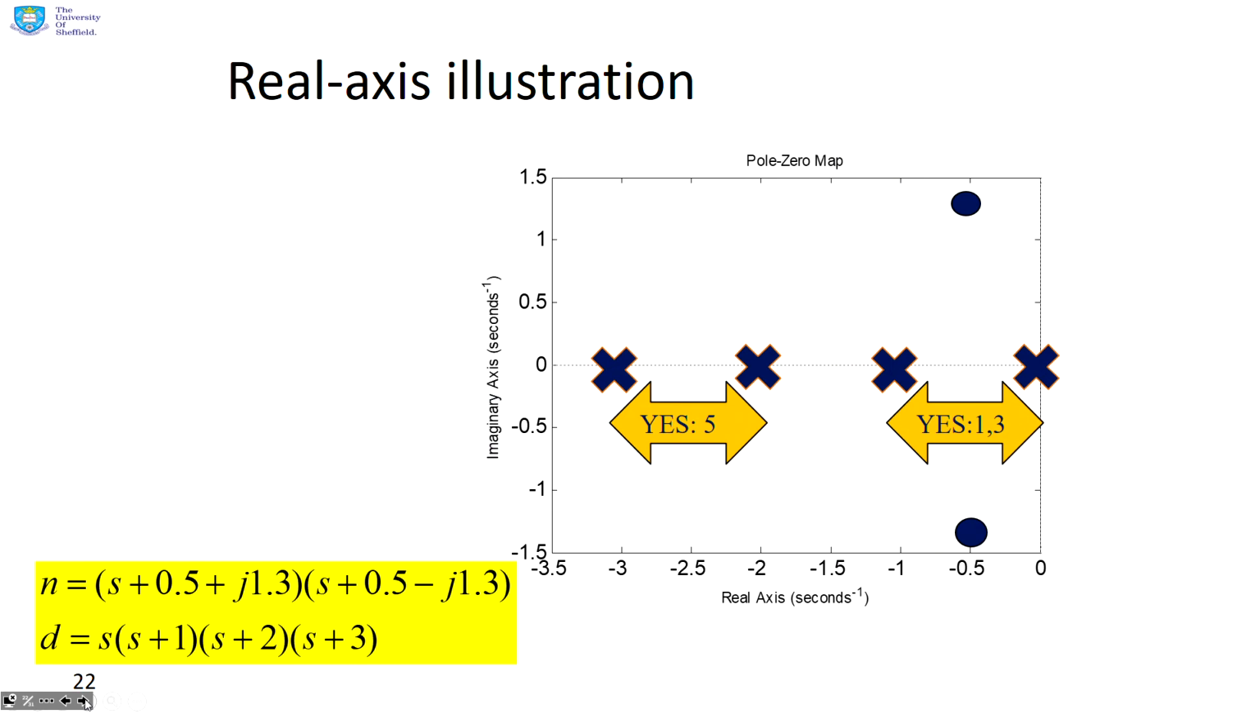And here's a different example. You can see with lots more poles and zeros, and you can see in this region here, if I look to the right, I can see either 1 or 3. That's because we've got this complex conjugate pair. They always come in pairs, so they don't actually affect the counting. And you can see in this bit I've got 5, which is an odd number. So you just use hashes or something to indicate the part of the axis which is on the loci.